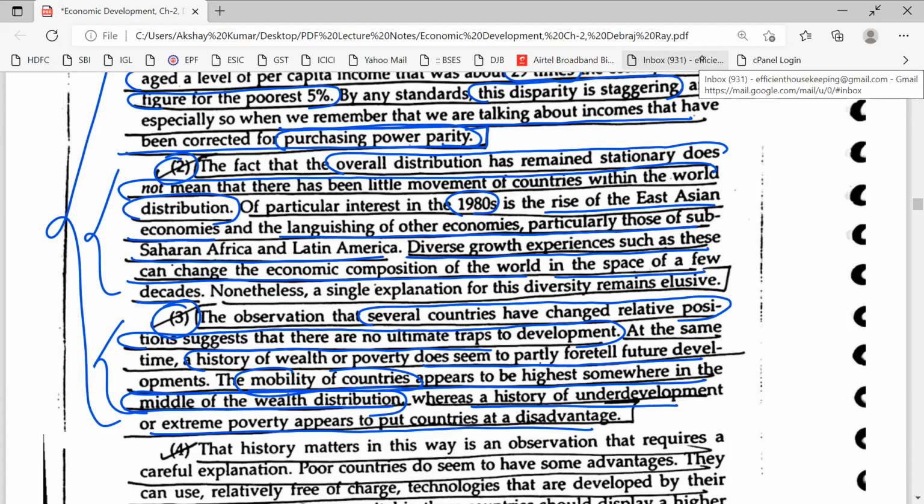If I repeat point number 3, those countries which start off very poor continue to remain poor. That means there is very less mobility. Those countries which start off rich continue to remain rich, again less mobility. Higher level of mobility is witnessed for those countries who were in the middle of the wealth distribution. They were seen transforming into higher indices.